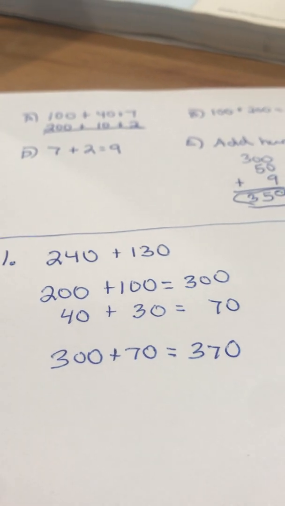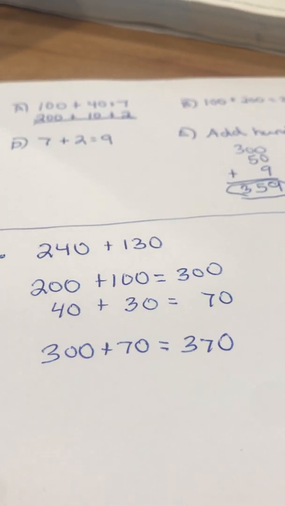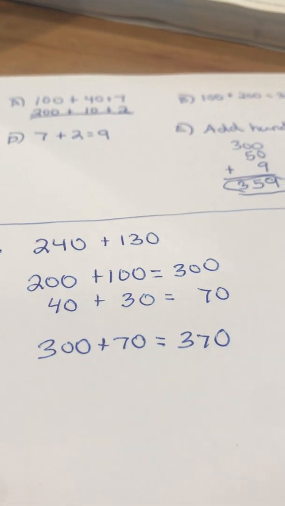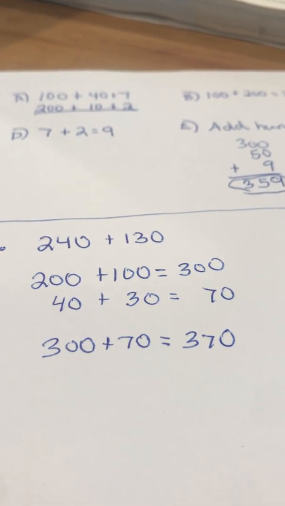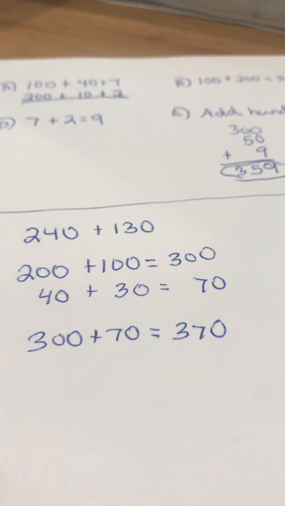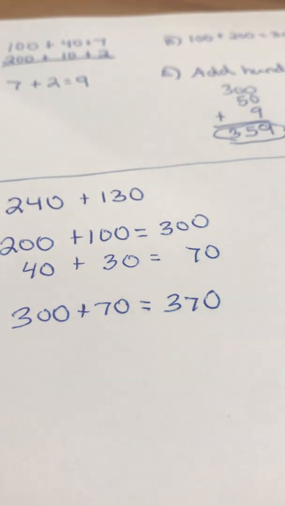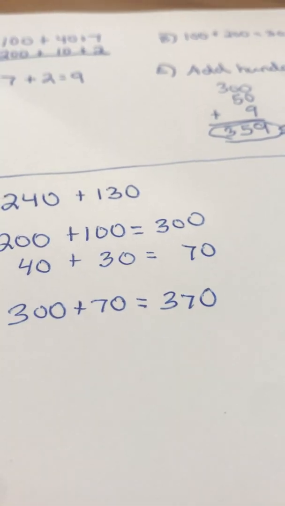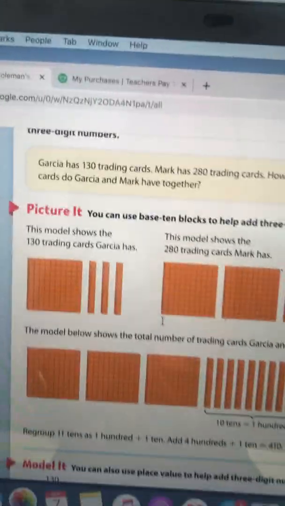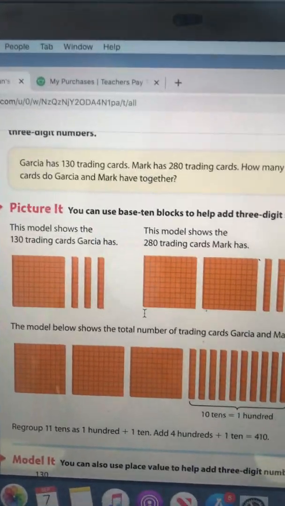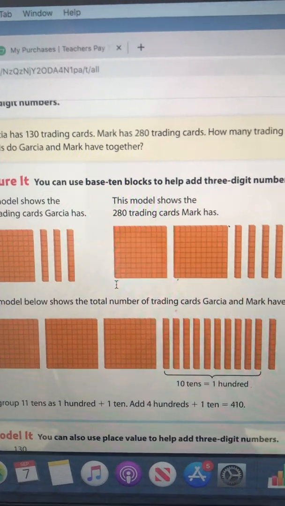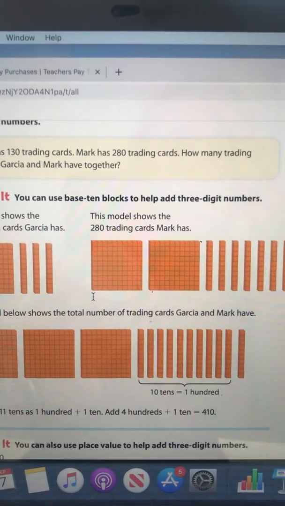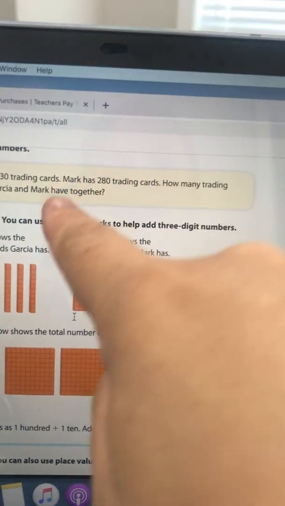Now there's lots of ways you could do this. If you choose, this is just the way that I would do it, using place value. All right, let's go ahead and go to page 82. 82 gives you a picture. It says Garcia has 130 trading cards. Mark has 280 trading cards. How many trading cards do Garcia and Mark have together?